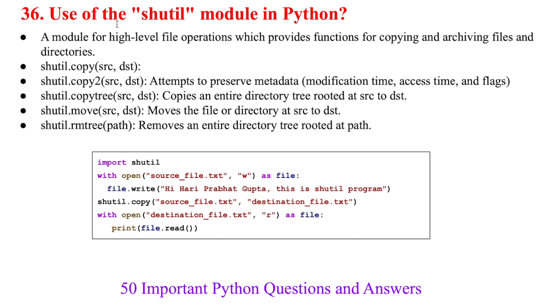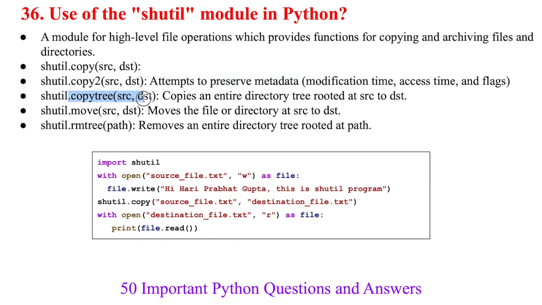The question is how to use the shutil module in Python. The shutil module in Python provides a set of high-level file operations that simplify working with files and directories. Here are some functions covered in this module: shutil.copy(source, destination). This function copies the file at the source path to the destination. Shutil.copy2(source, destination) is similar to the earlier one, shutil.copy, but it also attempts to preserve the file metadata such as the modification time and access time. So it preserves all this information.